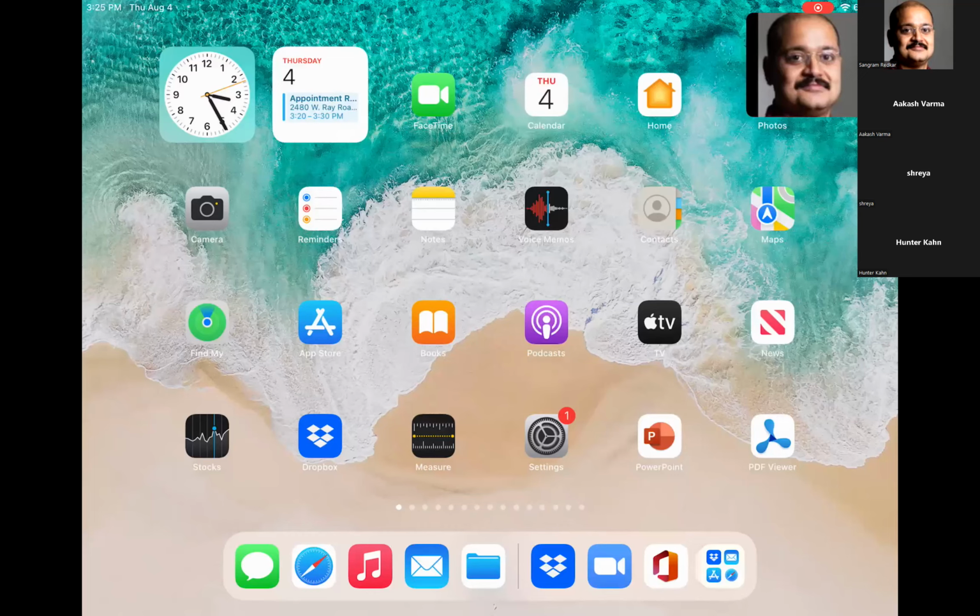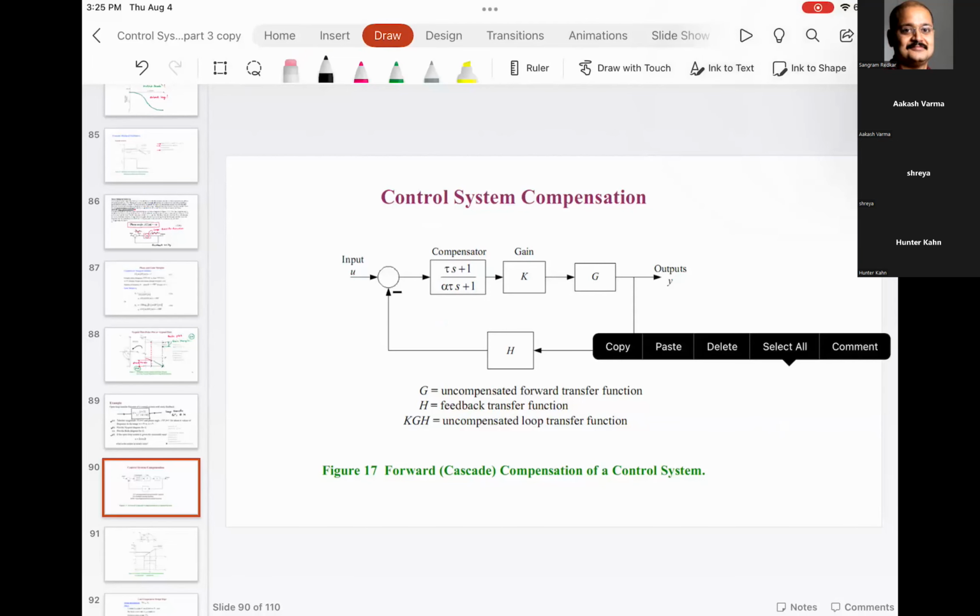So the next part, which I want to talk to you briefly about, is something called control system compensation. Now, depending upon whom you talk to, people will give you different definitions of compensator. But if you ask me, what is a compensator? My definition of compensator is something similar to PID control.